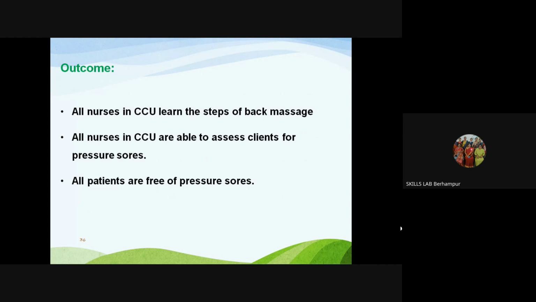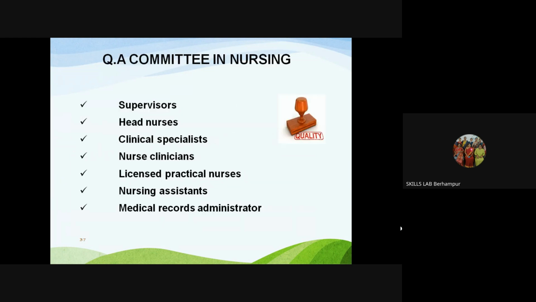Okay. Then next is the outcome. All nurses in ICU and CCU learn the steps of back massage. All nurses in CCU are able to assist the clients for pressure sore. All patients are free from pressure sores. Okay, these are the outcomes.